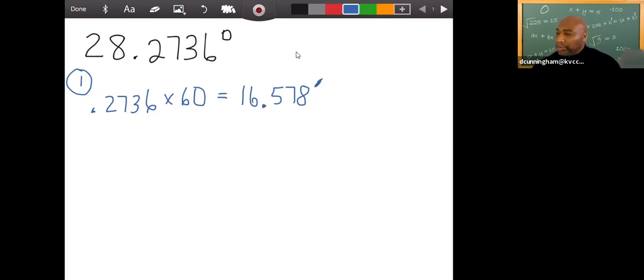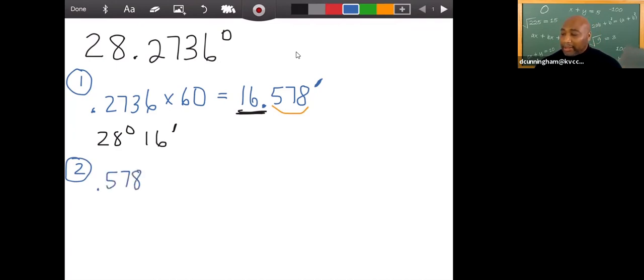So what we're going to do, I'm going to put this in black. We have 28 degrees on the top. Now we have 16 minutes. We don't need to worry about that whole number. Now this remaining piece of the decimal, so this will be our step 2, will give us our seconds. So you're going to write down 0.578 and multiply that by what number? That's right, 60. And that would give us about 34.68 seconds.